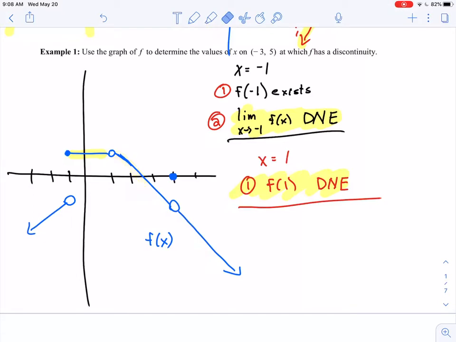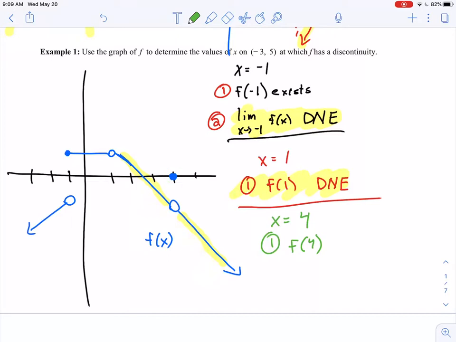Let's see if we have any other discontinuities. Whoops. Okay, so here, if I look, I see another hole right here at x equals +4. So this one we also want to talk about. So maybe we'll do this one in green. So at x equals 4, we've got another problem. So let's just work our way through our checklist here. Does f of 4 exist? Well, in this case, yes it does, because we have this blue closed circle right there.